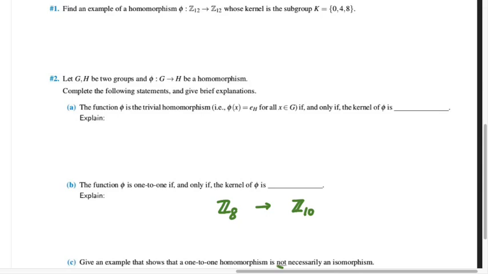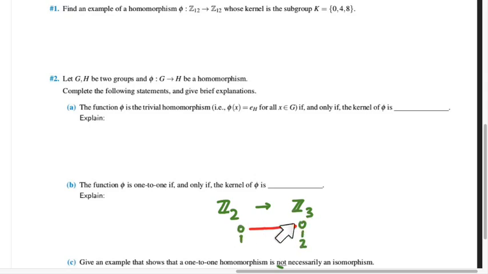This is where it gets a little challenging. Let's get smaller numbers for a second. Let's do Z2 to Z3. I can do Z2 to Z3. So I know now this cannot be onto, but can it be a homomorphism? Yes. Okay, how do I make it a homomorphism? I got to send 0 to 0. Where do I send 1? 2. But then 1 plus 1 is 0 on this side. 2 plus 2 on this side is 1. Uh-oh, problem.